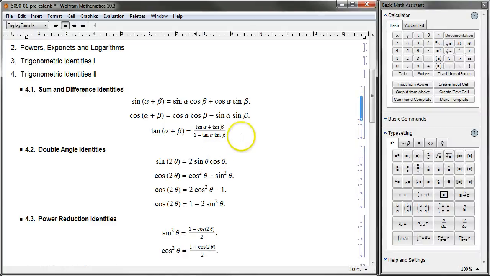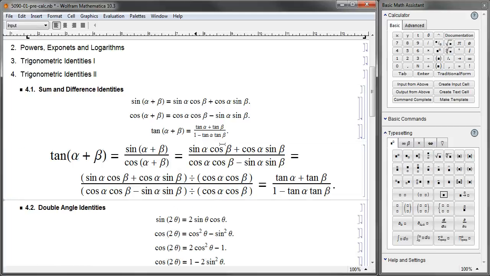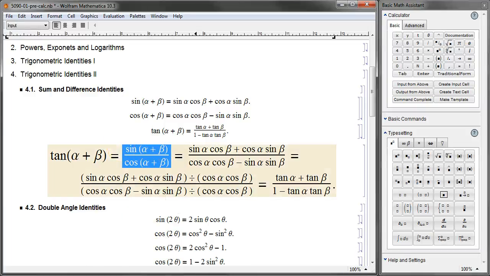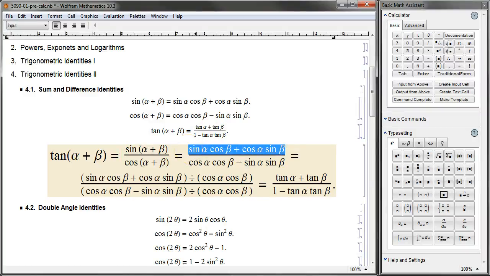First application, the sum identity for tangent. How do we prove that? Well, just remember that tangent is sine over cosine. So tangent of alpha plus beta is sine of alpha plus beta over cosine of alpha plus beta. Sine of alpha plus beta is like this numerator using the sum identity for sine. And the cosine of alpha plus beta, we get from this sum identity for cosine.